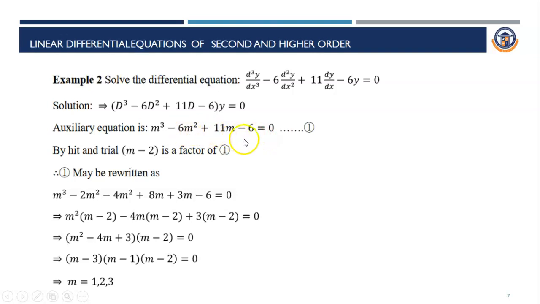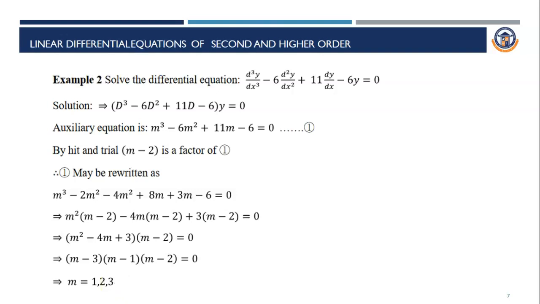The auxiliary equation, with d is equal to m, is m cube minus 6m square plus 11m minus 6 equal to 0. So using synthetic division we can find the roots. The roots are 1, 2, 3. Roots are real and different. So for this auxiliary equation m cube, m has 3 values. The values are 1, 2, 3. Using any one of the methods, we can easily find the roots. The roots are m1 is equal to 1, m2 is equal to 2 and m3 is equal to 3.